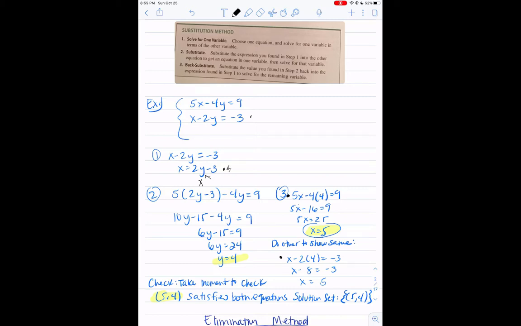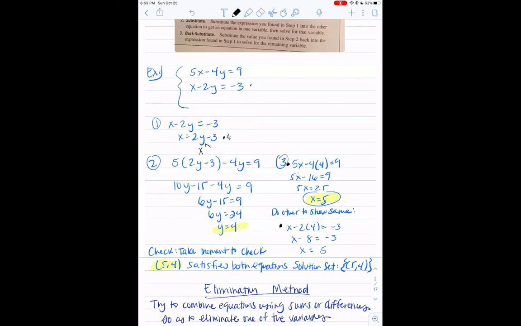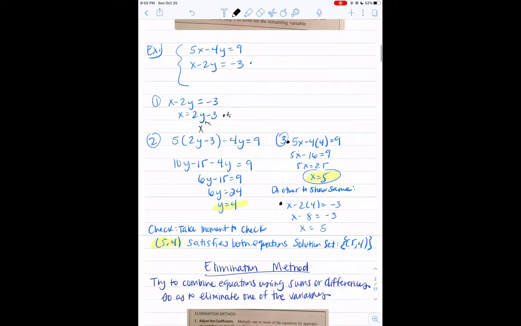Usually this one is better to do, which is this bullet, because our x is by itself already, but really you could use either equation to solve for the remaining variable. So I did it both ways, but you could choose which way you want to do it, and then I get x equals 5. You normally take a moment to check that your solution satisfies both equations. So if you take a moment to check, our solution 5, 4 satisfies both equations, and it does. And so our solution set is 5, 4.